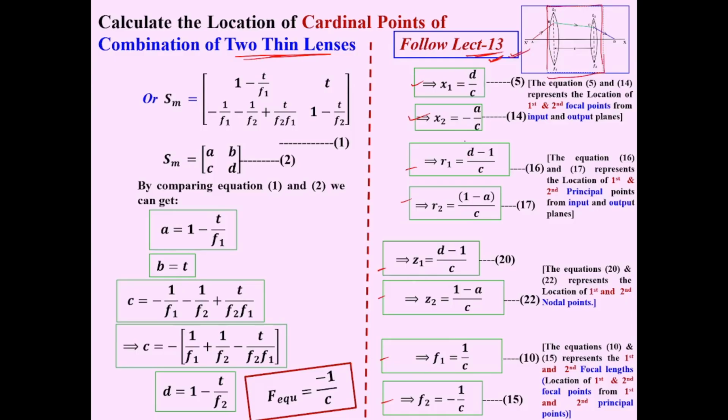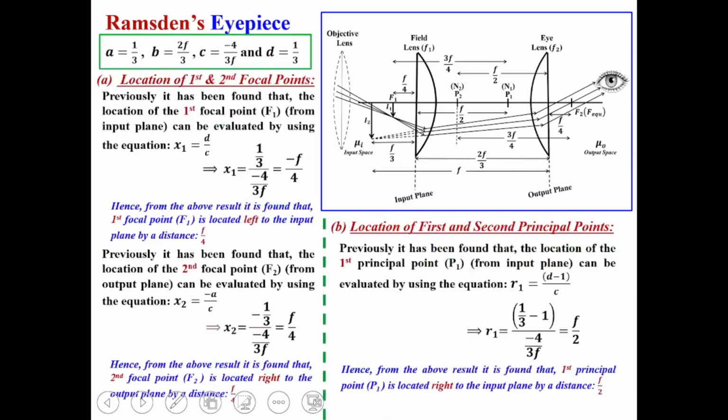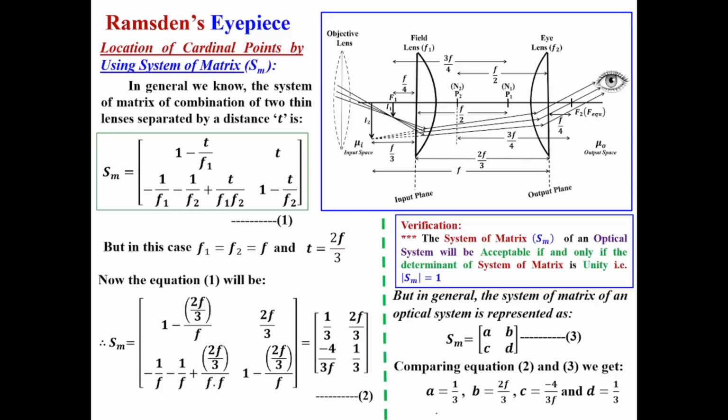Now we are going to use these equations to evaluate the cardinal points in our case. I again suggest that you remember these equations, most important for solving numericals. Now we are going to calculate the locations of the cardinal points one by one. First we are going to calculate the location of the first and second focal points. Here we found A, B, C, D values are 1 by 3, 2f by 3, minus 4 by 3f, and D equal to 1 by 3.